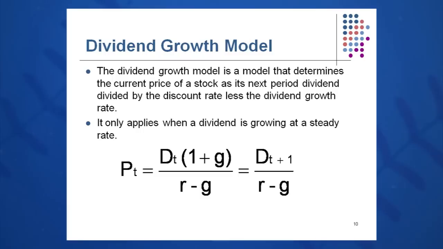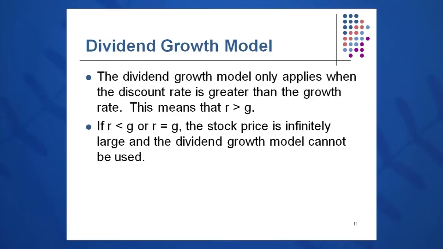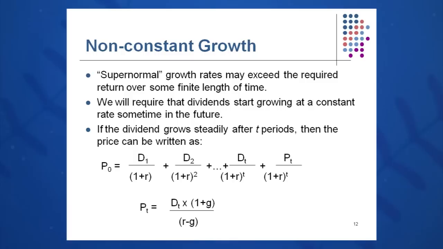And this only applies when the dividend is growing at a constant rate G, like in the case of McDonald's. They've recently looked at a 4% targeted growth rate. This works mathematically if the required return is greater than G, so we don't have a negative denominator. Supernormal growth rates can exceed the required return over some future length of time. Again, a company may grow very, very rapidly.